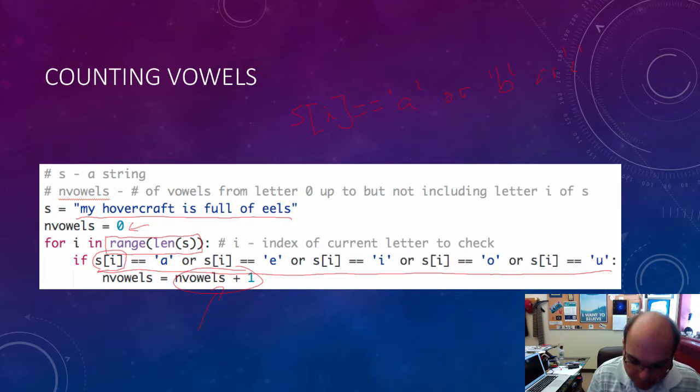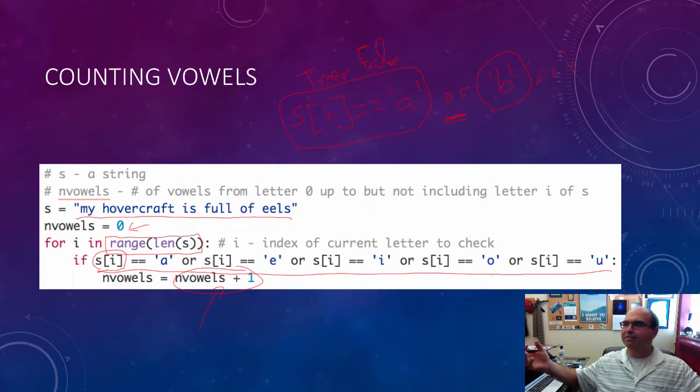Because what does OR do? OR operates on Booleans. OR combines true and false with another true and false. So S sub I equal to A, that is true or false. But B is not true or false. B is a letter. What does true or B mean? I don't know. What's true and B?